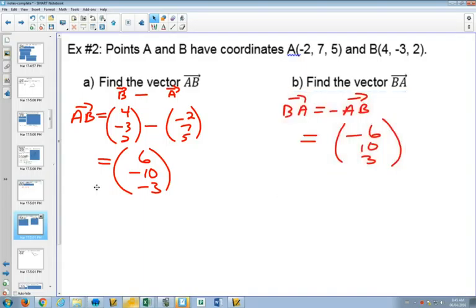So B to A, of course, would be exactly the opposite. Because B to A is the negative of A to B, so we just take our first vector and multiply it by negative. No problem.